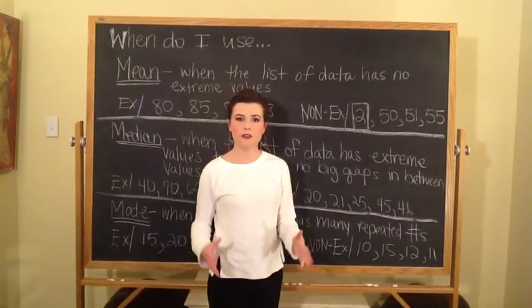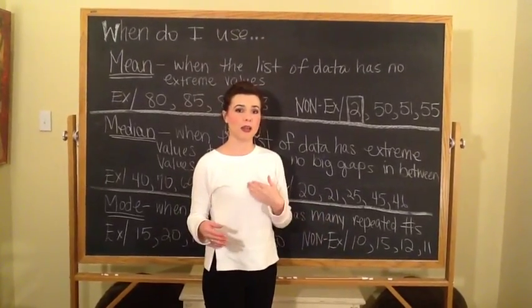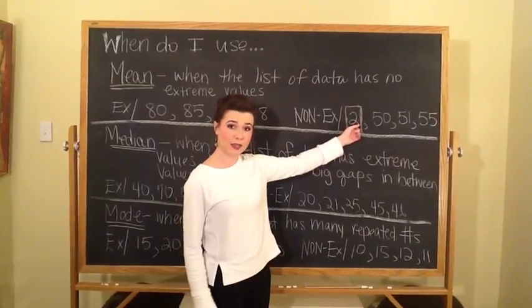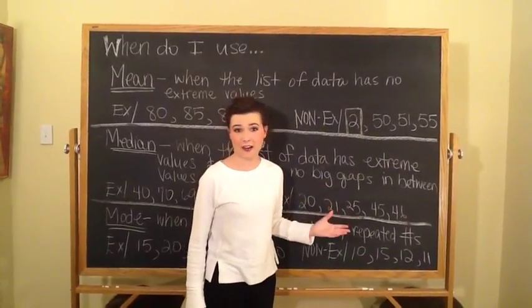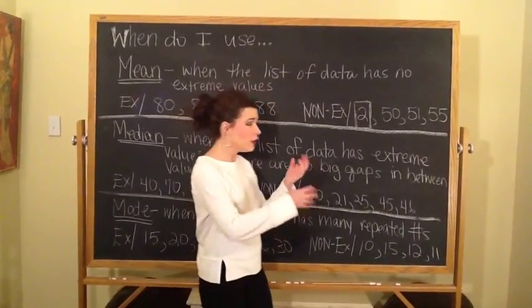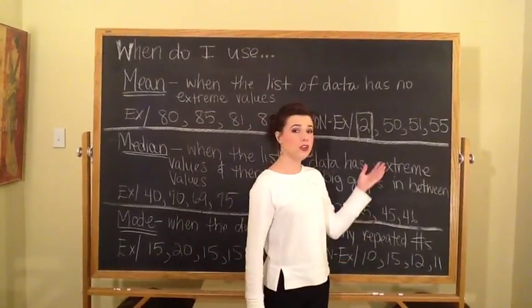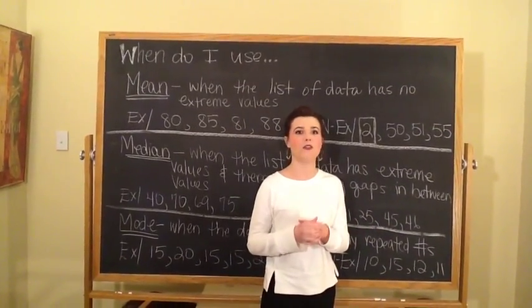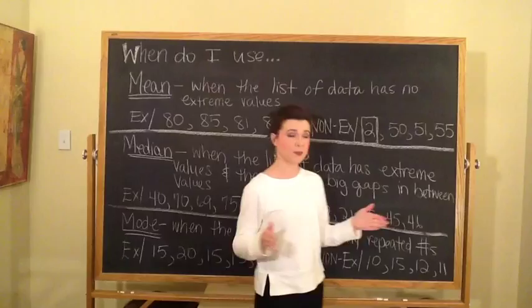Think of it as mean is average, like how I calculate your grades. If you got a 2 on a quiz, you wouldn't want that averaged into your score because it would bring it way down. If anything is going to bring you way down or way up, then you won't want to use the average because it won't be a good accurate depiction of your list of data.